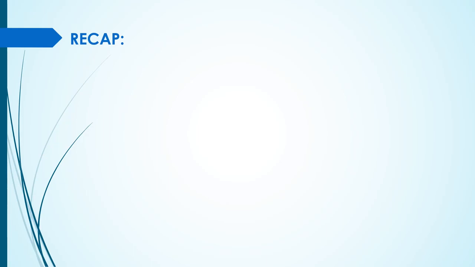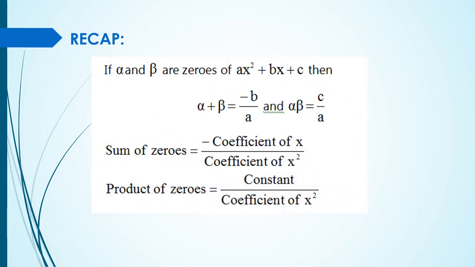So in this class we have learnt about the relationship between zeros and coefficients of a quadratic polynomial. That is, if alpha and beta are zeros of the quadratic polynomial ax square plus bx plus c, then alpha plus beta is equal to minus b by a and alpha beta is equal to c by a. The same relations can be written as: sum of zeros is equal to minus of coefficient of x by coefficient of x square. Product of zeros is equal to constant by coefficient of x square.